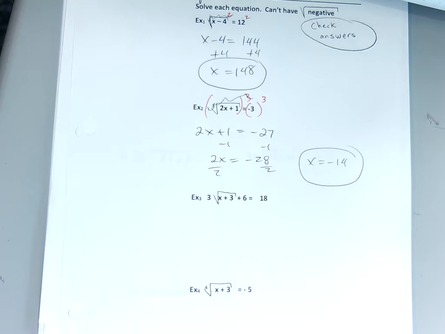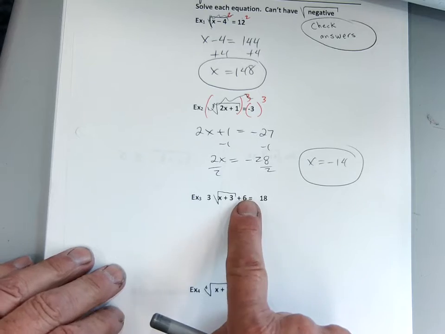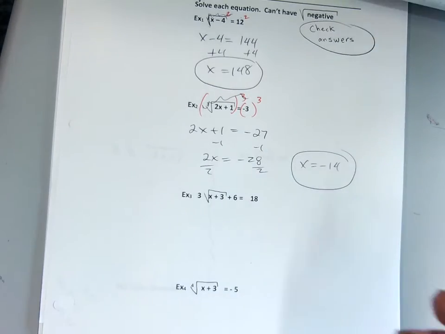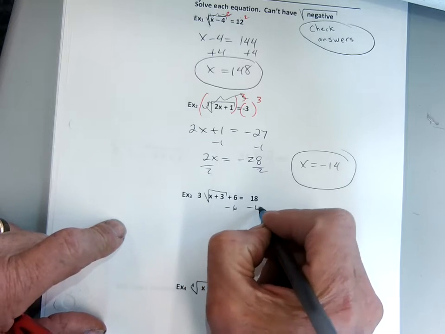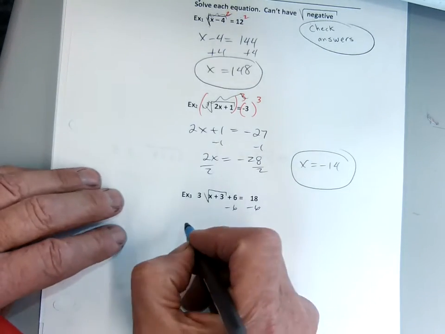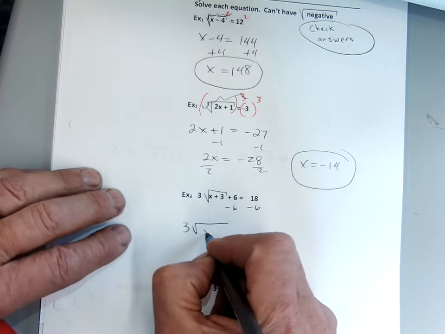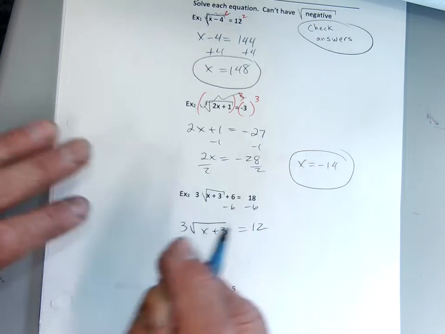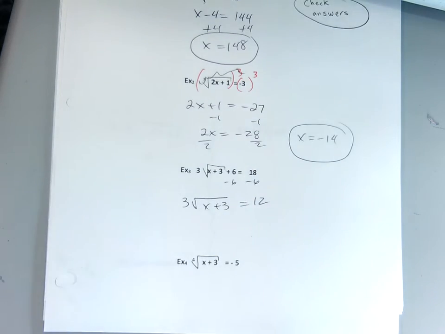So example 3, before we do the squaring, we've got to tidy it up. Before I do anything, I'm going to get rid of the 6, so I want to tidy it up first. Let's just go minus 6. Just want to get it simplified. 3 square root of x plus 3 is equal to 12, right? I still want to simplify it, tidy it up before I square it.